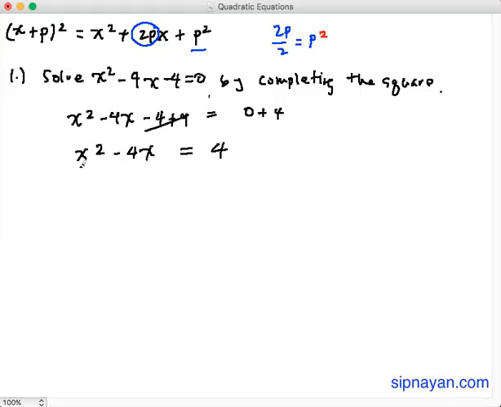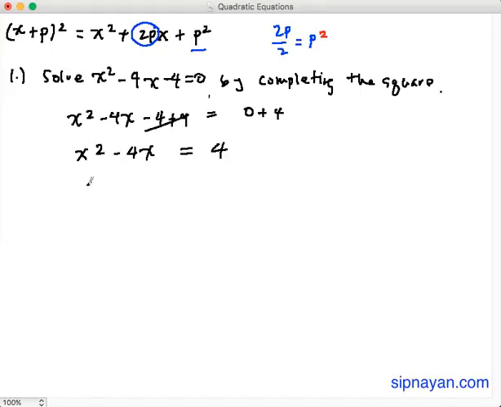So pag nakaganito na siya, no? Palagi siya dapat nakaganito, no? Para madali tayo mag-complete the square. We put the constant, or we write the constant at the right-hand side, and this expression on the left-hand side of the equation.